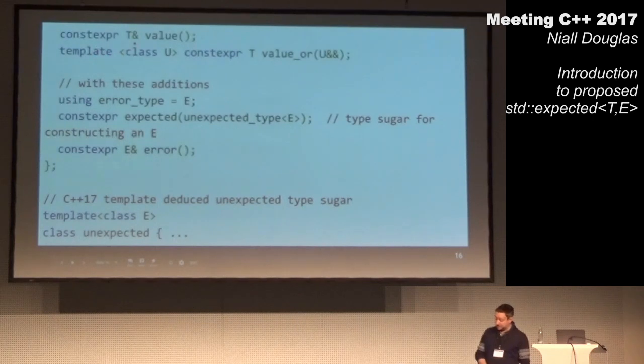I've only listed one here, but there's actually, of course, 4. So there's one that returns an R value type, there's a const R value type, and a const L value type.